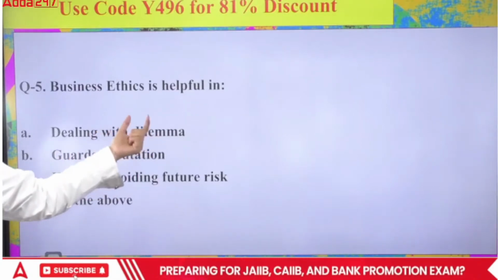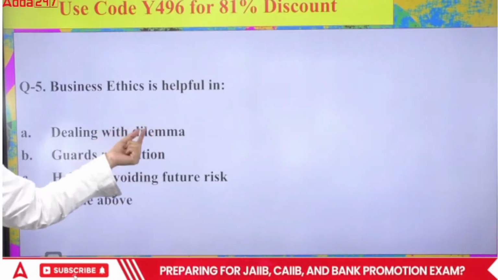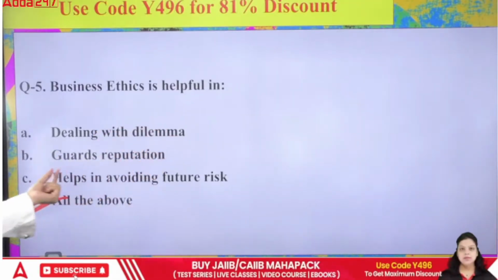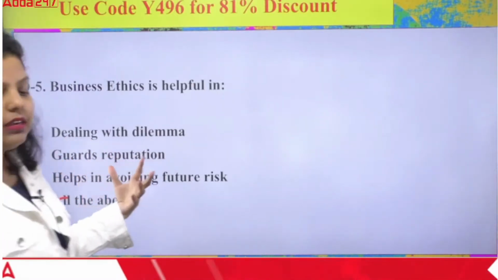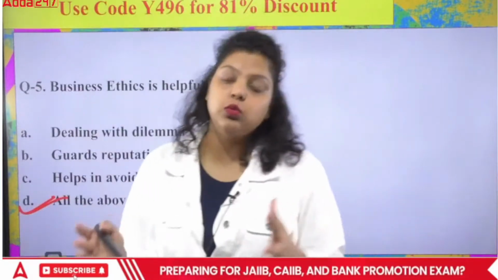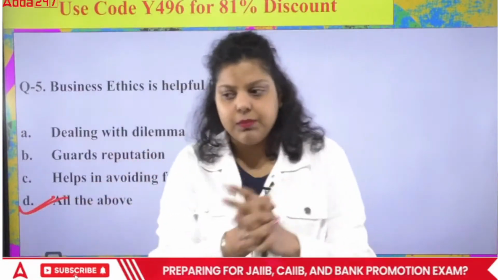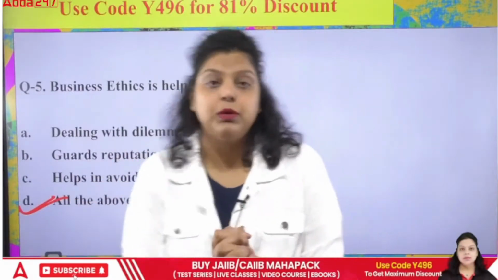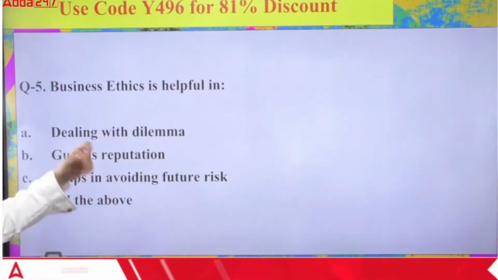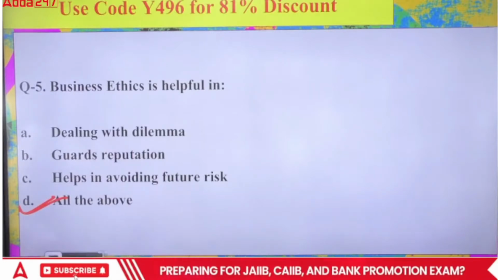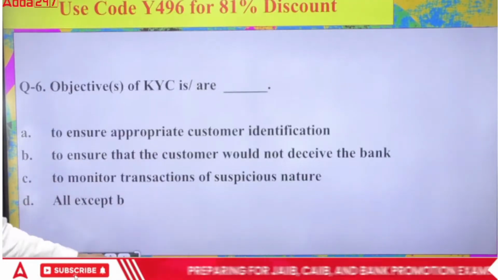Because it deals with the dilemma. Ethical dilemma means when you are confused between two rights. Then it guards your reputation. When you are following a certain principle, certain rules or a certain standard, and everybody is following that, you have a good reputation in the eyes of your customers, employees and other people. And it also avoids future risk. So the right answer will be all of the above.